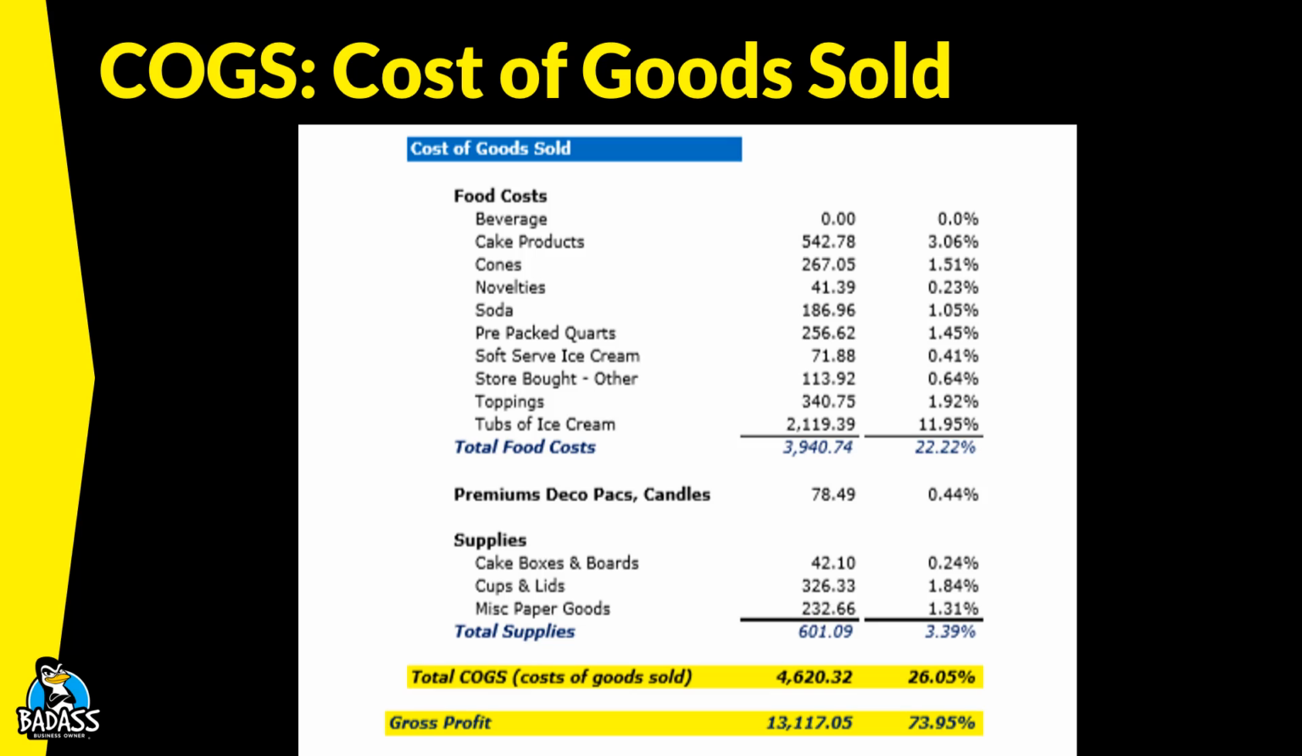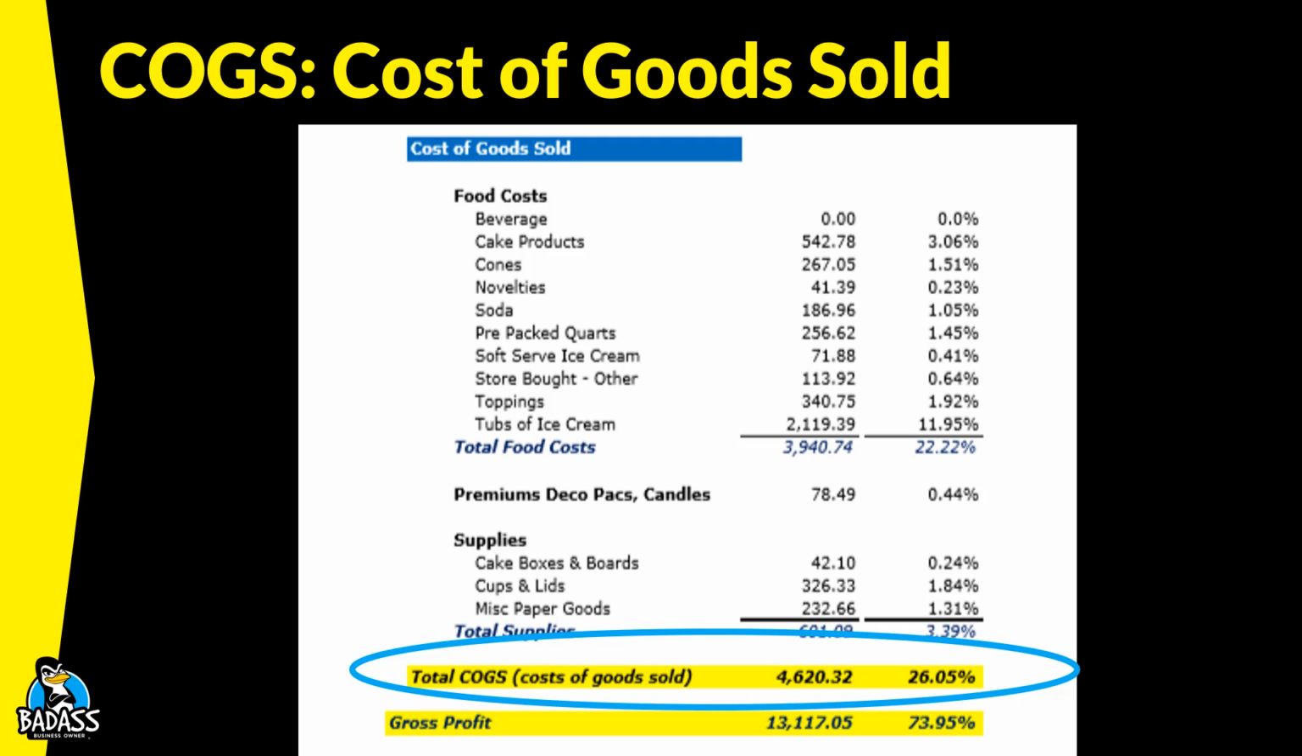So in this particular case, we know that our cost of goods sold are going to have the different products that make up the food costs. And then we've got some additional things that go on cakes. And then we have the supplies, because we obviously have to put things in boxes and cups and everything else. So when you add it all up, you're going to get your total cost of goods sold. In this case, it's $4,600 and 26%. So basically 26 cents out of every dollar goes towards the cost of goods sold, the COGS.